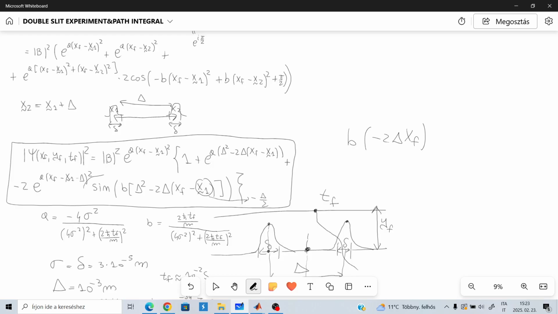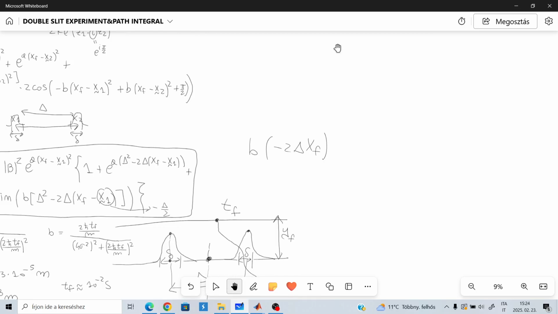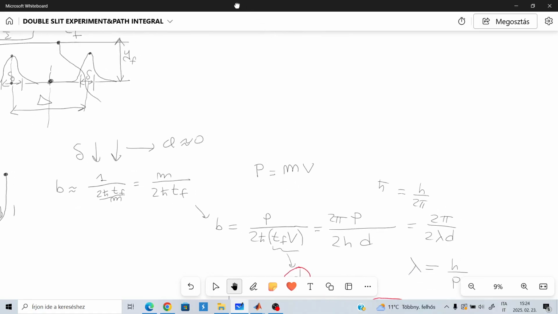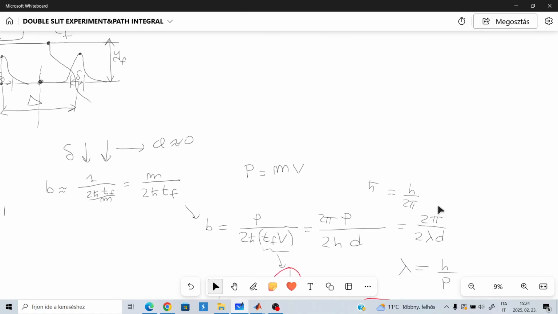So we want the minimum of the sine, and that occurs when this thing here is equal to minus pi over 2 plus or minus 2 pi times some integers. So I'm considering, for example, positive integers, and with a plus or minus they can be also negative integers or whatever. Remember the expression that we have found for b, which is this one.